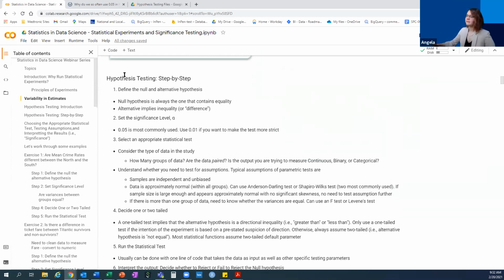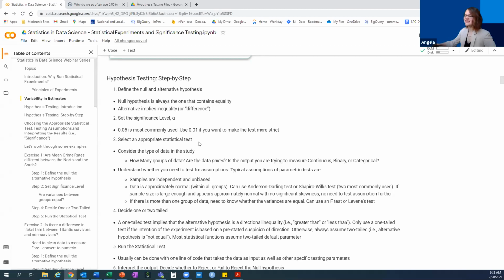Okay, so step one is always to define the null and alternative hypothesis. The null hypothesis is always the one that contains equality. The alternative hypothesis implies inequality, or usually this concept of a difference from a particular value or a difference from another sample, another value. Then you will be setting the significance level alpha. 0.05 is more commonly used, I would say, just in my experience. But feel free to use 0.01 if you want to make your test more strict. You want to allow for a little bit more of rare probabilities in your test. But for the purpose of this, we will be discussing using 0.05 throughout.